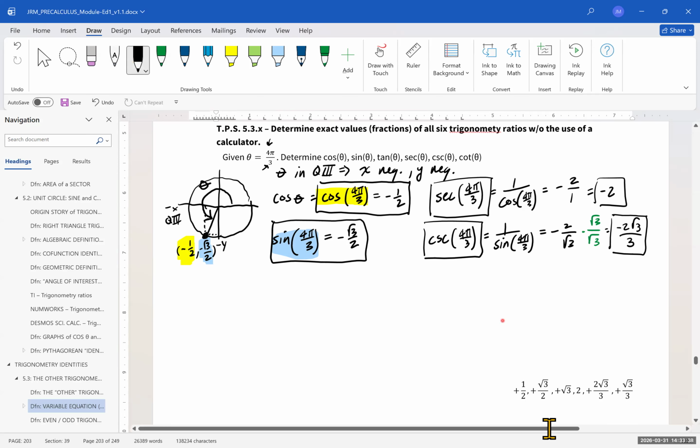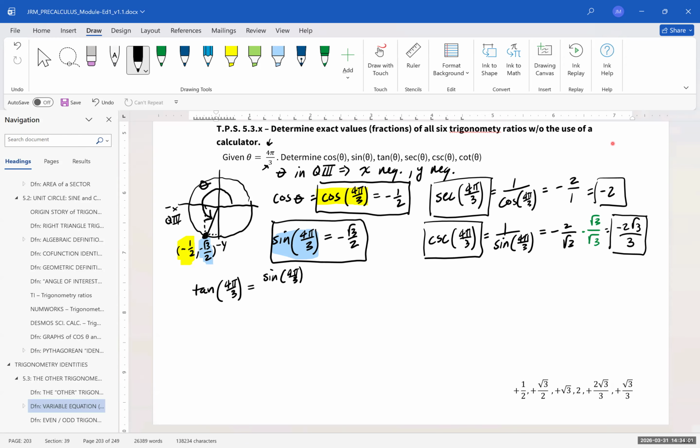So it looks like all of my values down here are going to be wrong by negatives. Each of these should be negative. All right, let's do the last one. That's going to be tangent and cotangent. So tangent of 4 pi over 3 is going to be whatever the sine of 4 pi over 3 was over the cosine. Our sine was negative square root of 3 over 2, and the cosine was negative 1/2.